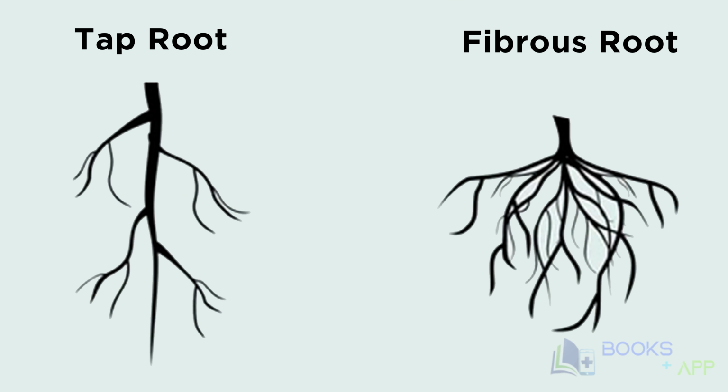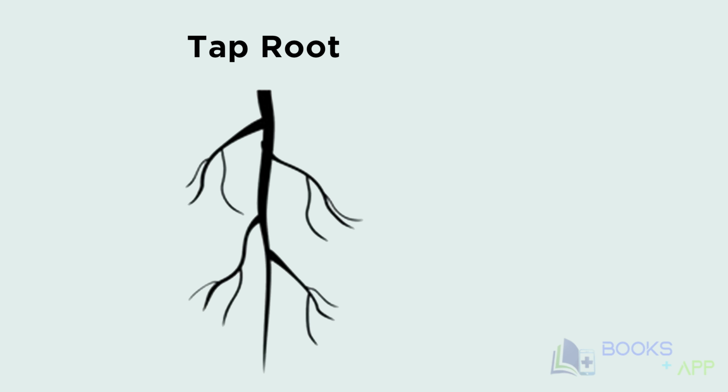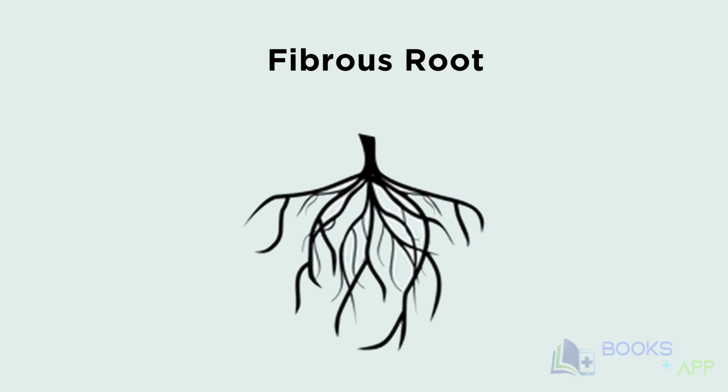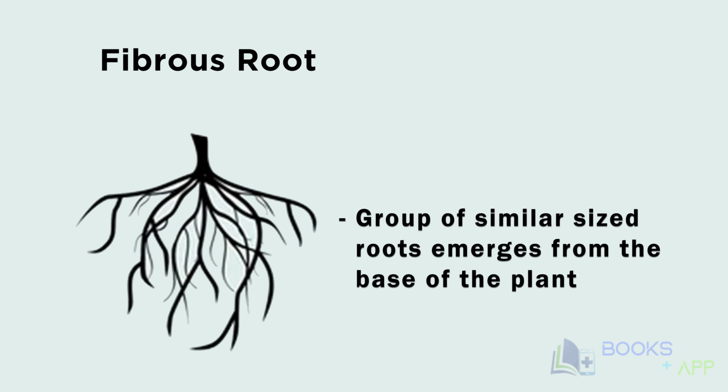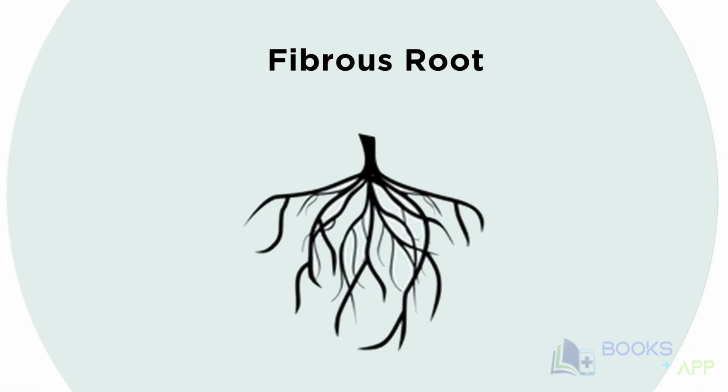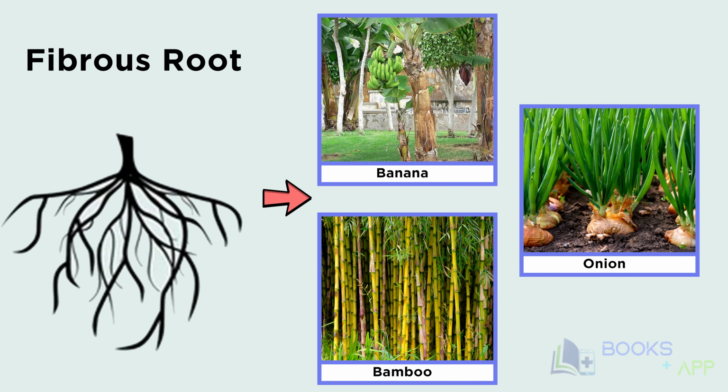Here on the screen you can see the difference between taproot and fibrous root. In taproot system, there is one prominent and long root and a bunch of smaller roots that grow from the main root. They are called lateral roots. While in fibrous root, a group of similar sized roots emerges from the base of the plant. They do not have a main root. Carrot, turnip, gram are some examples of plants having tap root system, whereas banana, onion, bamboo, all are monocots. They have the fibrous root systems.